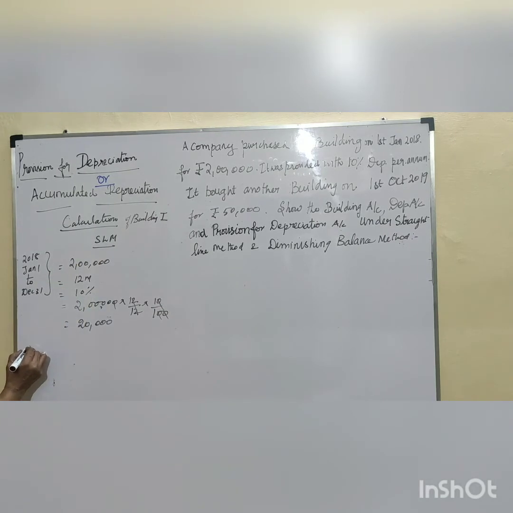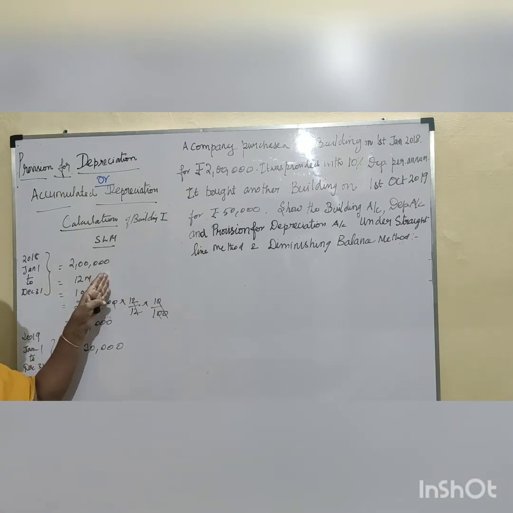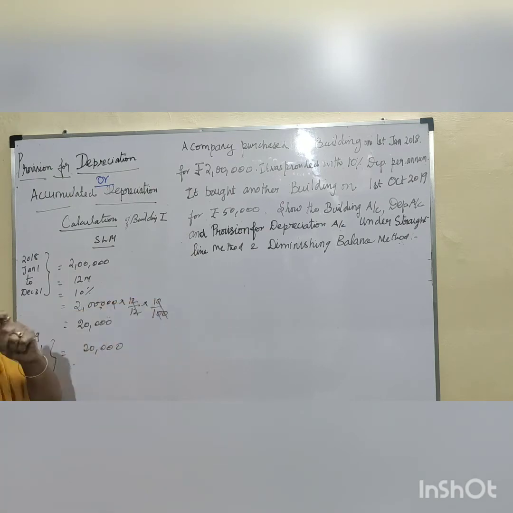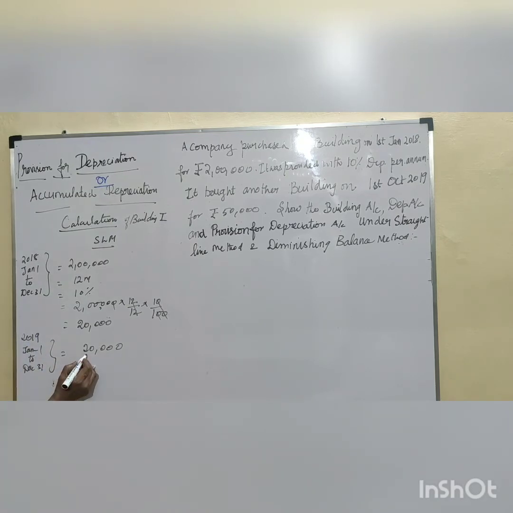And now let us calculate the depreciation for the second year, that is 2019 January 1st to December 31st. Under straight line method, the depreciation will be the same, because it is 10% on the original cost, and the original cost is the same. We are going to calculate the depreciation account for the 2 years, that is 2018 and 2019. Now we have got it for the second year.